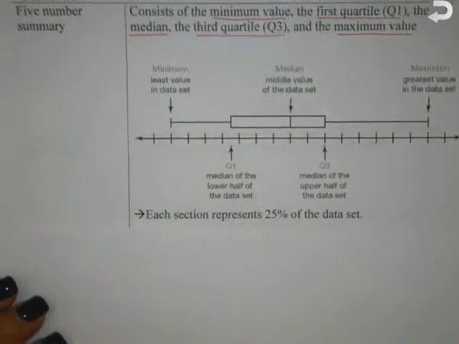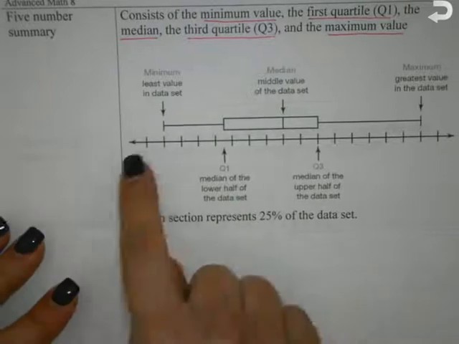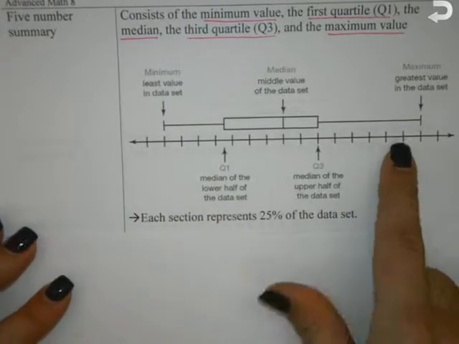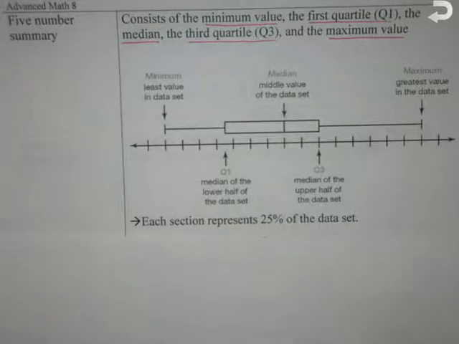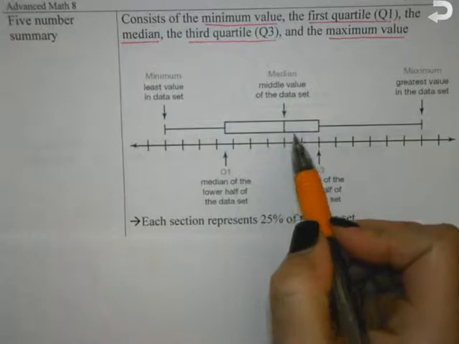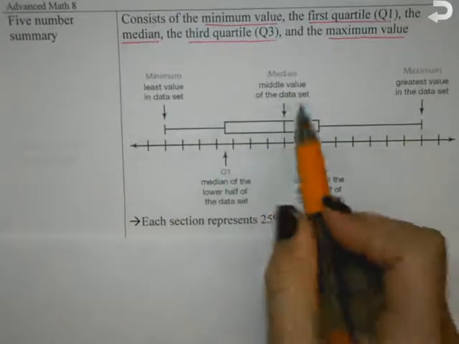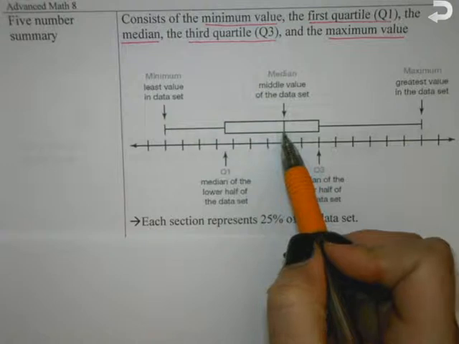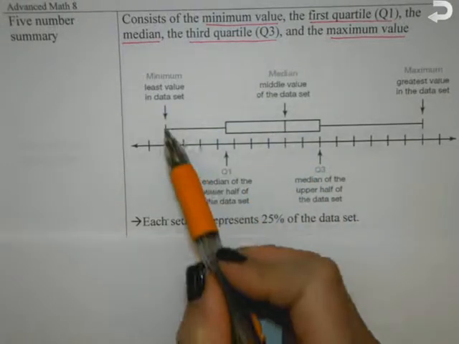So you have your number line, and we are actually going to put values. There will be values on that number line. But your box and whisker plot, you have what is called your box, and the box represents half of your data, the middle half. Inside your box is the median value.